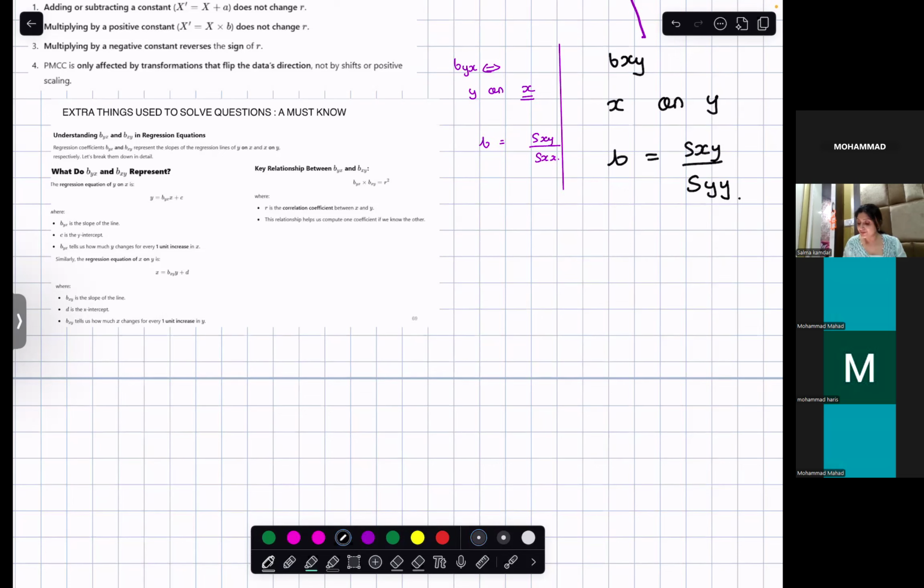The relationship between Byx and Bxy is that if you multiply both of them, you get R squared. So sometimes they give you Bxy and Byx, so you should be able to determine. For S, the independent variable is always first and the dependent variable afterwards. But for B, it is yx, which means the dependent variable is before and the independent variable is afterwards. You should remember this, and this is all for the revision.